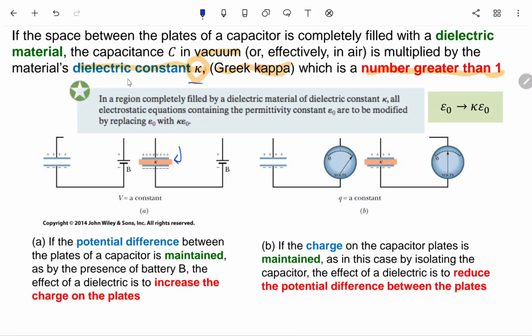experiments. Well, before that, we have a highlight. So this is that in a region completely filled by dielectric material of dielectric constant kappa, electrostatic equations containing the permittivity constant epsilon naught are to be modified by replacing epsilon naught with kappa epsilon naught.